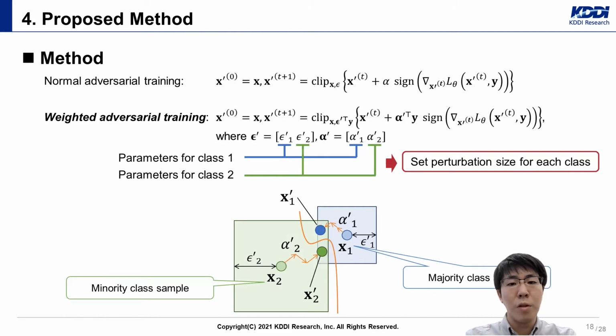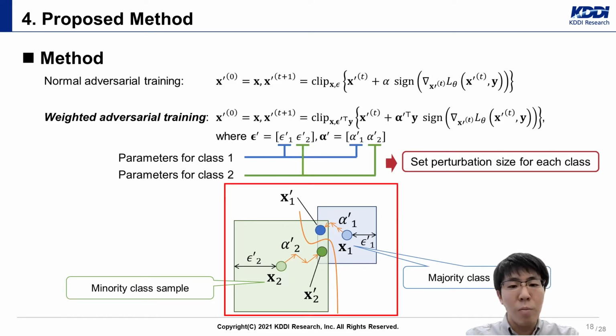Here, we formulate the proposed method. Alpha prime and epsilon prime have nearly the same meanings as alpha and epsilon in the PGD method. Yet, alpha prime and epsilon prime consider the weights of the corresponding classes. Alpha prime y obtains the perturbation size at an iteration corresponding to each class. Similarly, epsilon prime y obtains the maximum perturbation size corresponding to each class. Since we regard the minority class as more important than the majority class, we set epsilon1 smaller than epsilon2, and alpha1 smaller than alpha2.